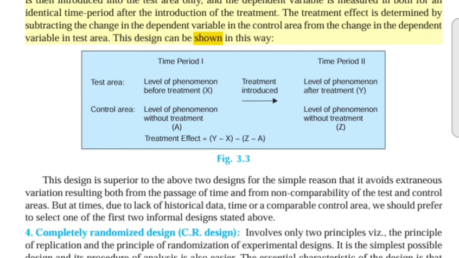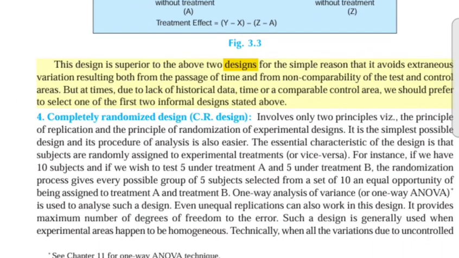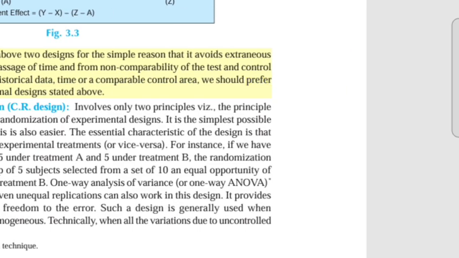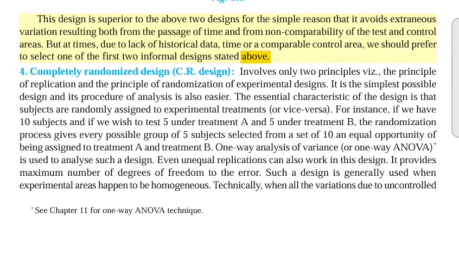This design can be shown in this way. Time period 1: test area, control area, level of phenomenon before treatment X, treatment introduced. Time period 2: level of phenomenon after treatment Y, level of phenomenon without treatment Z. Treatment effect equals (Y minus X) minus (Z minus A) (Fig. 3.3). This design is superior to the above two designs for the simple reason that it avoids extraneous variation resulting both from the passage of time and from non-comparability of the test and control areas. But at times, due to lack of historical data, time or a comparable control area, we should prefer to select one of the first two informal designs stated above.